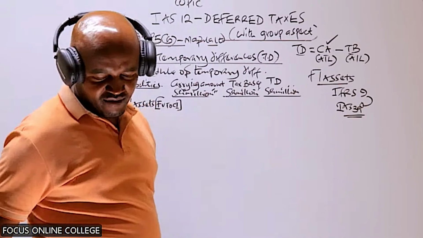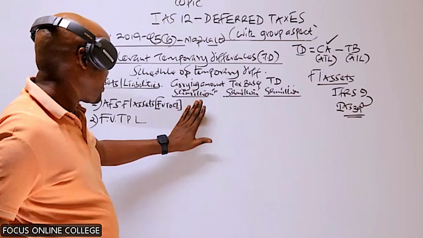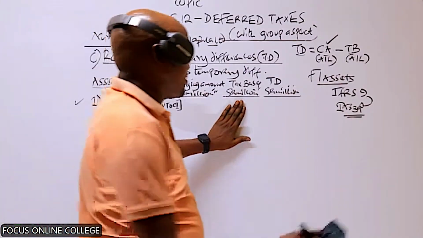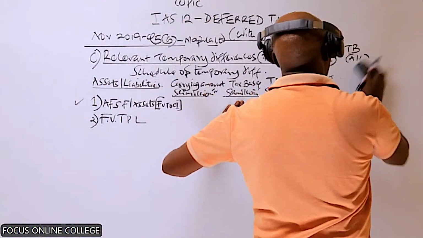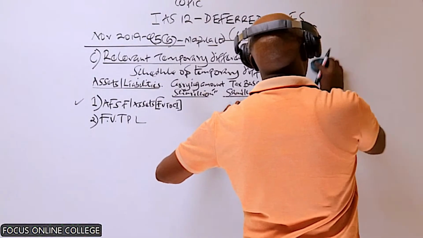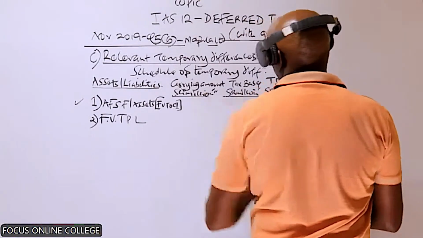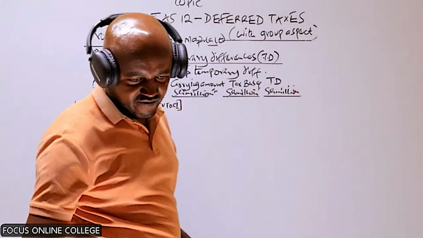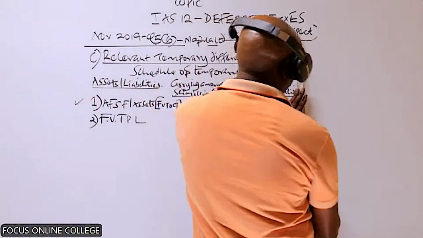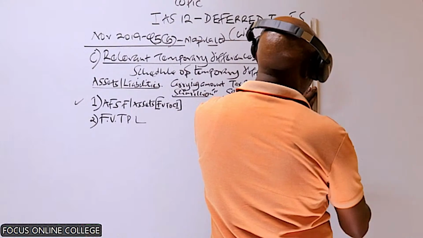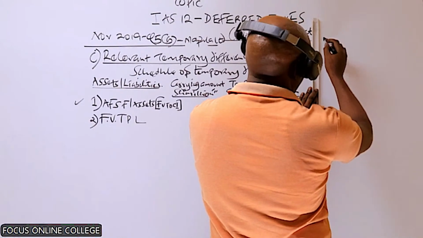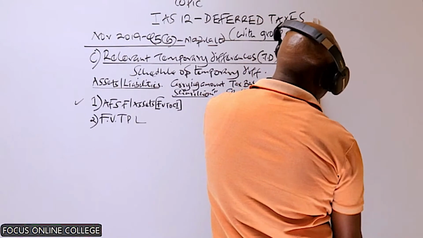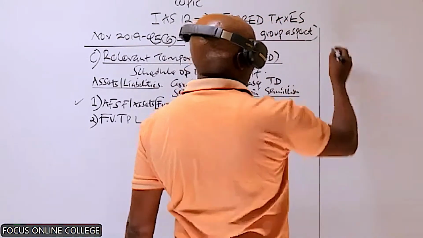So therefore, before we come to determine the carrying amount and the tax base, I just want to guide you. How do we determine these two values? I'll give some notes here, which will also assist in answering other questions for deferred taxes. So notes.